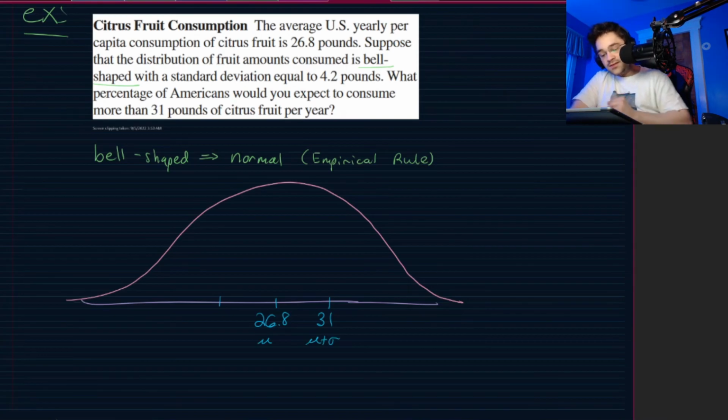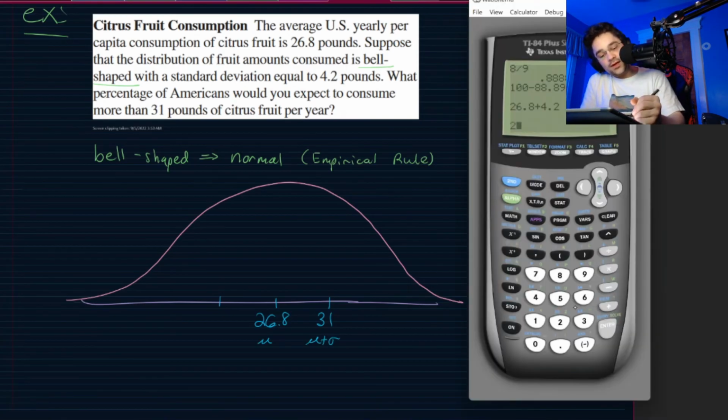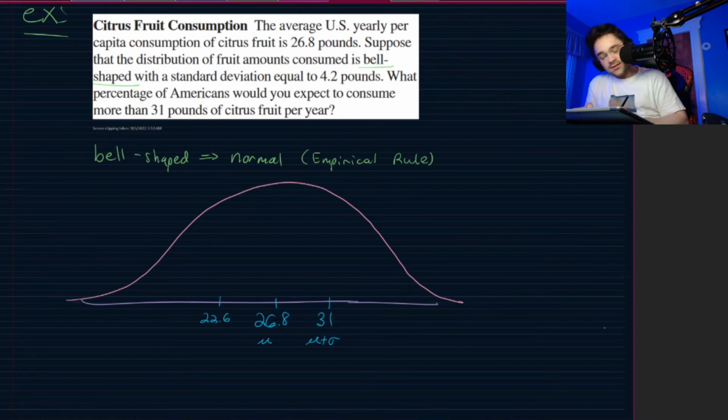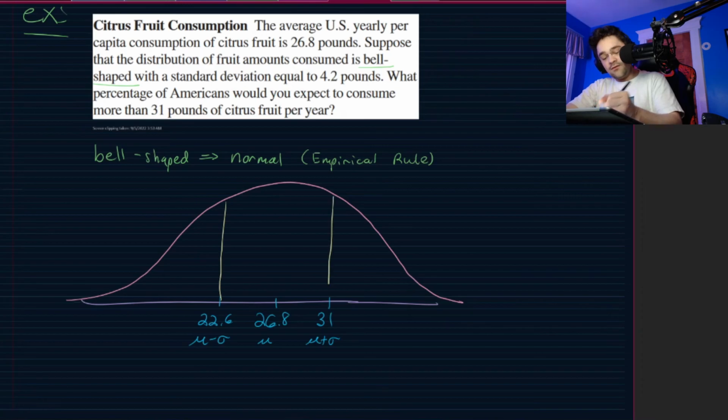And let me go one standard deviation to the left. So I do 26.8 minus 4.2. It's 22.6. That's this value right here. And this is mu minus sigma. And what does this tell us? It gives us the boundaries of one standard deviation away from the mean in each direction.